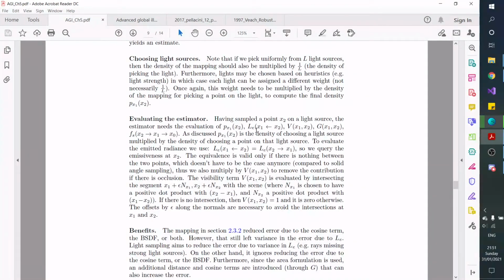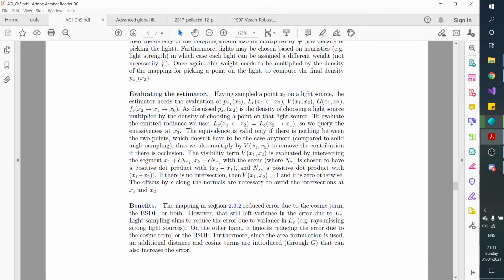Yeah, so how do you evaluate that? I already explained how L_E is evaluated. For the visibility term, you simply create a line segment between x1 and x2, but you offset the points a little bit along the normals so you don't self-intersect. And you check, okay, do I intersect anything from the scene in that line segment? If I intersect something, I can stop early and say, okay, this is 0, then no contribution. But if I intersect nothing, then this is 1 and the light actually arrives. And the geometric terms were also discussed.